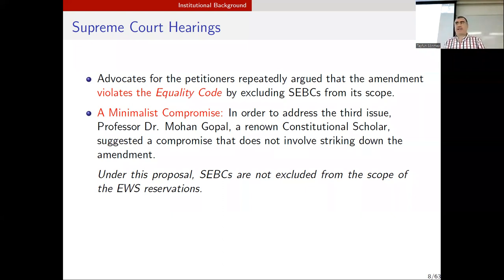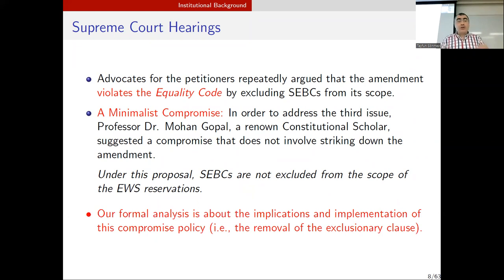And very interestingly, in the very last hearing, I think the 8th hearing, in order to address this issue, an advocate for the plaintiffs, Professor Dr. Mohan Gopal, who is a renowned constitutional scholar, suggested a compromise that does not involve striking down the entire amendment. So he said, don't drop the amendment, except do not exclude scheduled castes, scheduled tribes, and OBCs from the scope. Which was one of our proposals anyway, at that time in the paper that we were writing with UTokyo. So the technical part of this presentation is about the implications and implementation of this compromise policy.